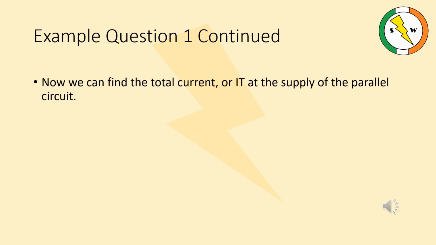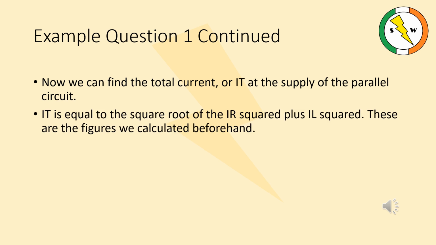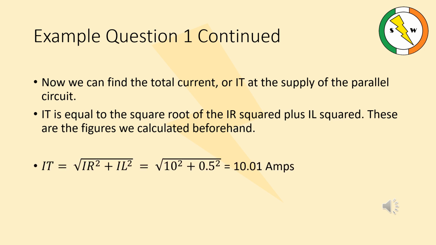Now we can find the total current, or IT, at the supply of the parallel circuit. IT is equal to the square root of the IR squared plus IL squared. These are the figures we calculated beforehand. This calculation is shown on the screen. I total is equal to 10.01 amps.